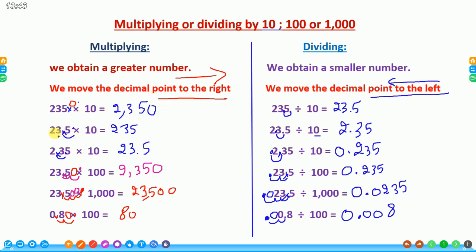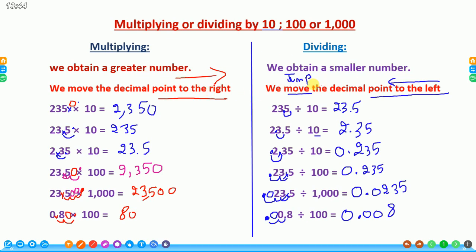As a conclusion, when we multiply, we obtain a greater number, and to have a greater number, we need to move the decimal point to the right. When we divide, we obtain a smaller number, and to obtain a smaller number, we need to move the decimal point to the left. And moving means jumping, so we are jumping in fact. So I don't count 1, 2, 3, it's wrong. I jump once, twice, as many as needed. And of course we can add useless zeros as much as needed. And here, if you notice, these zeros are in fact not useless in the answer. These zeros will be necessary zeros.